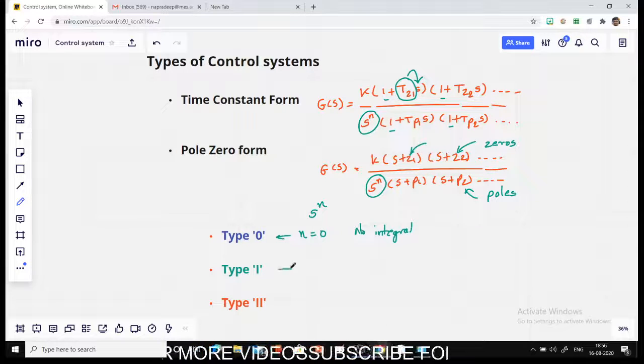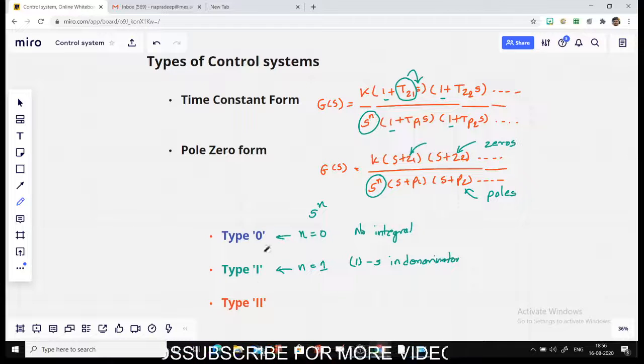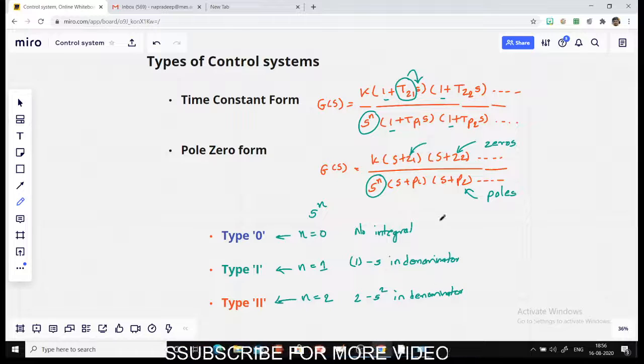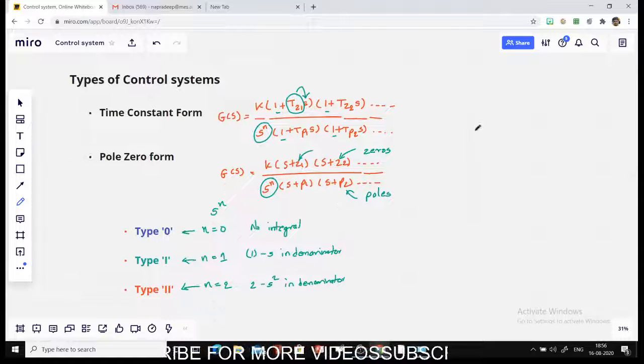Then if n is equal to 1, that is one s in the denominator, that will give you the type 1 system. And similarly, if n is equal to 2, that is s squared in the denominator, that will give you type 2 system. Now you can easily identify various types of system. Let us take an example of how to identify those types of system.